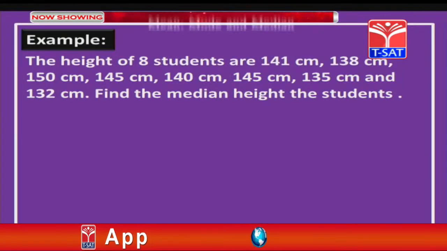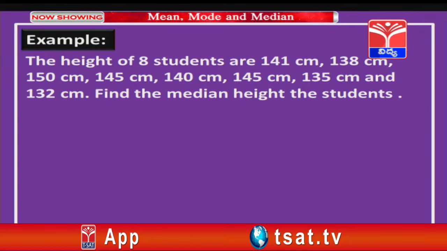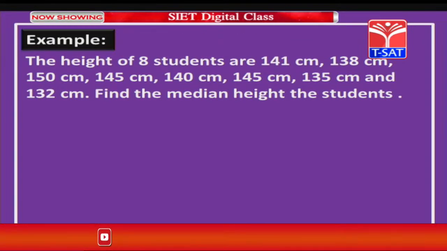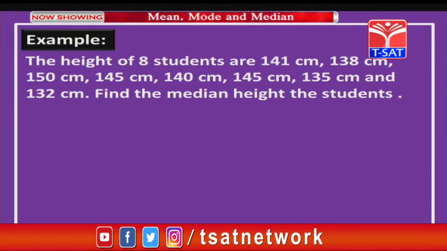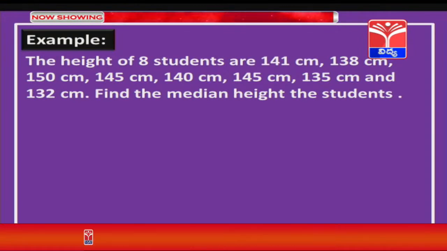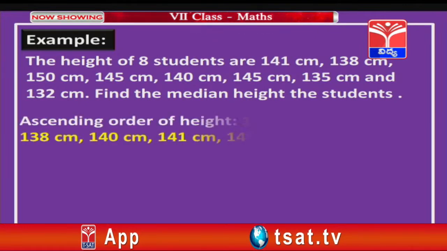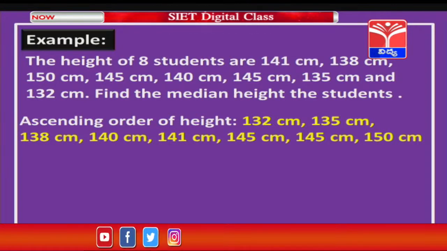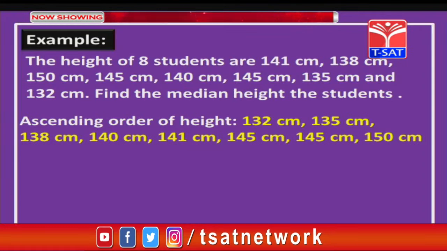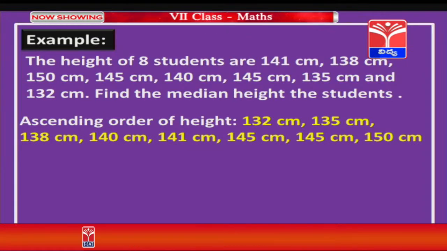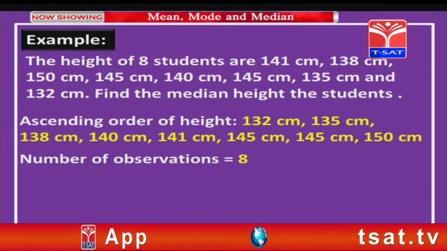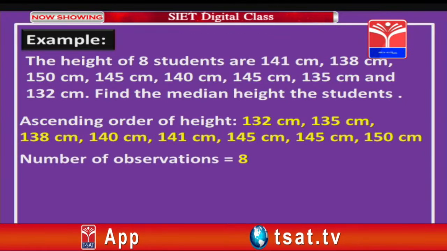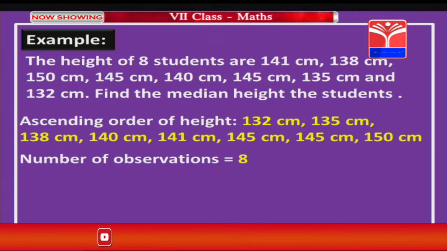The height of 8 students are 141 centimeters, 138 centimeters, 150 centimeters, 145 centimeters, 140 centimeters, 145 centimeters, 135 centimeters and 132 centimeters. We have to find the median height of the students. So, let us start, children. So, what are the heights, children? Yes, we are going to arrange the heights in ascending order. And children, it is not necessary that always you need to arrange in ascending order, even you can arrange in descending order also. How many number of observations are there, children? Yes, we have 8 observations, that means even number of observations.